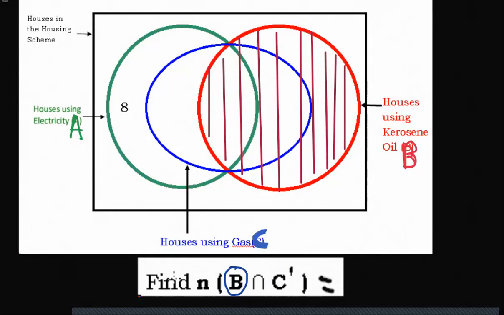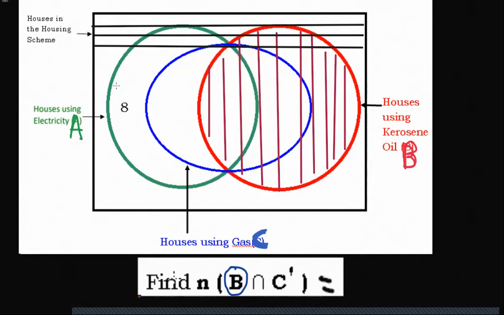Let's use some horizontal lines to color outside C. What's outside C? Let's use horizontal lines for that. Everything outside C should be colored. Everything outside the blue circle, right? So C is the blue circle.